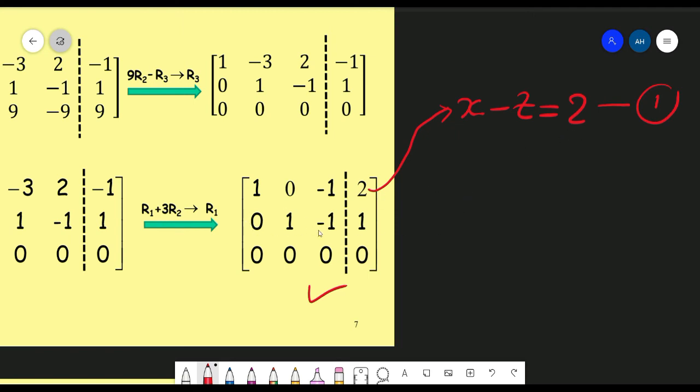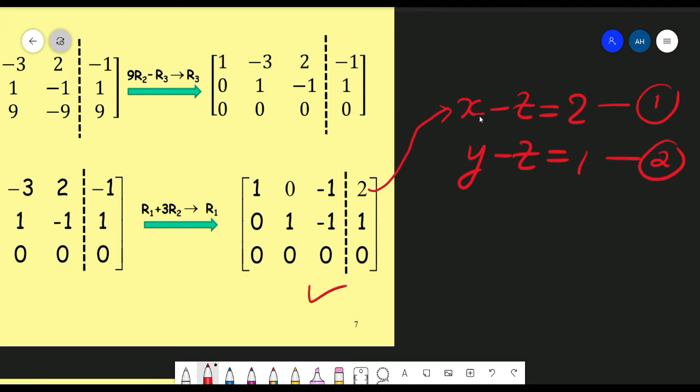Now from row number 2, what we have is y minus z equal to 1. This is from row number 2. From row number 2, we get equation number 2. From row number 1, we get equation number 1. Now, in these two equations, you see, we have two equations only. We have two equations, but we have three unknowns.